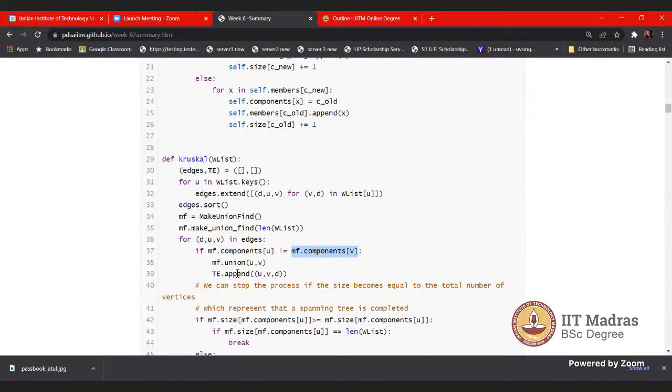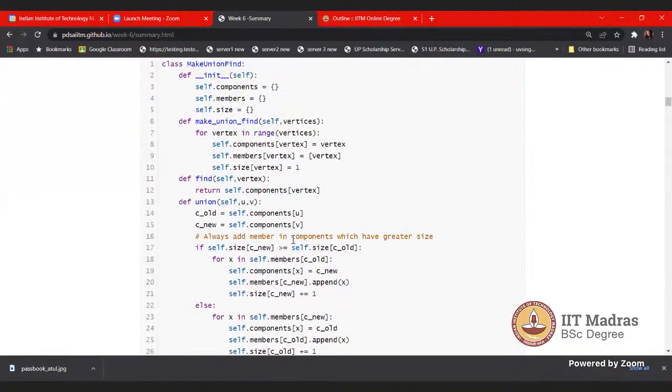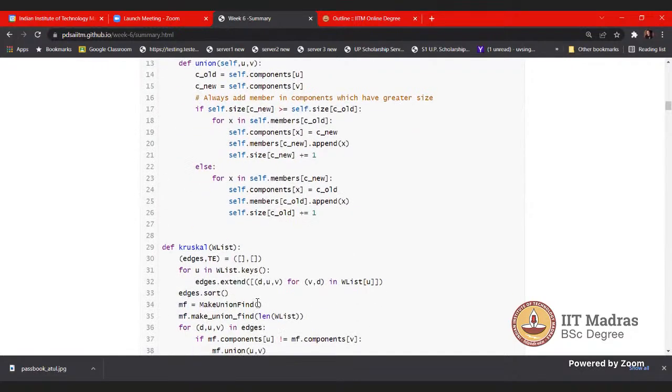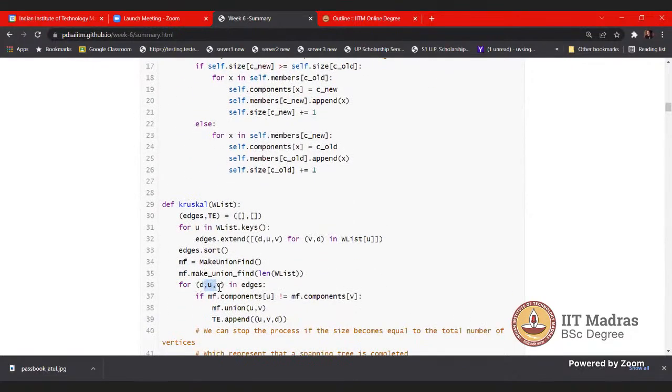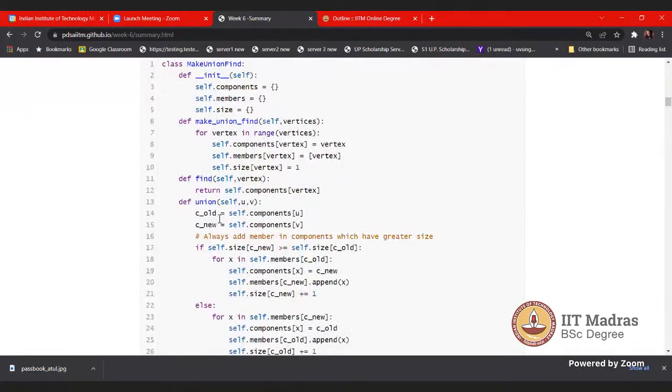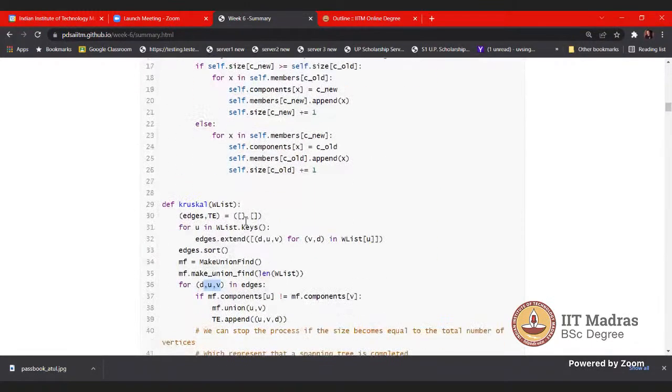If it is not equal, then we will apply this union process. Basically, this union method updates our component information, so component member and size information, after adding this new edge to our spanning tree. So for duv, we are adding this edge in our spanning tree, so we will update all the information for the components. Actually, we are reducing the operation time for the Kruskal algorithm using this union find data structure. So this is the coding part basically.